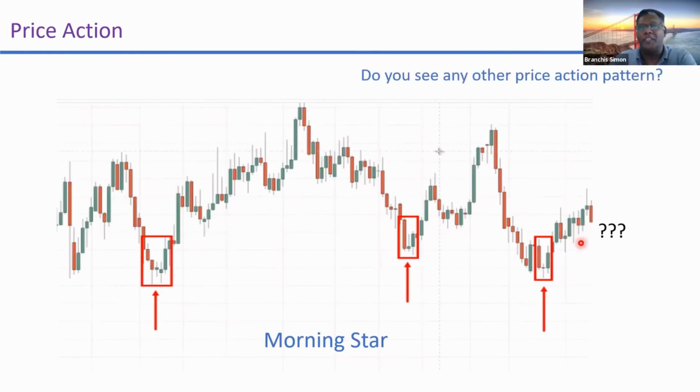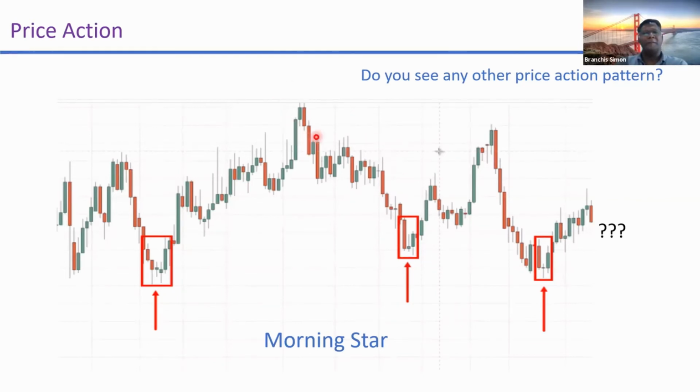Apart from this Morningstar, do you see any price action here in this chart? Because we were going through these few candles, right? Bullish engulfing, bearish engulfing, hammer, hangman, tweezer top, tweezer bottom. Remember? Or you want me to just show the slide again? So, can you identify any price action here?